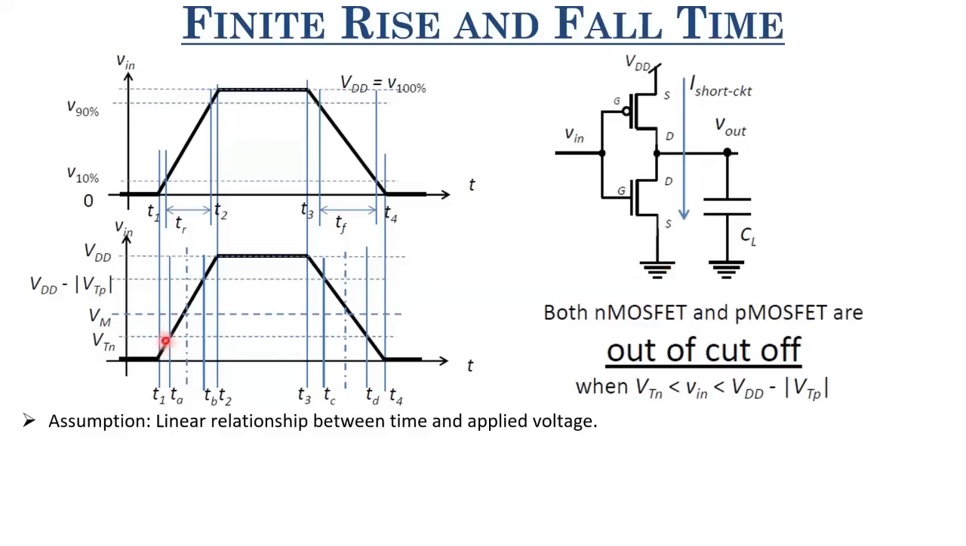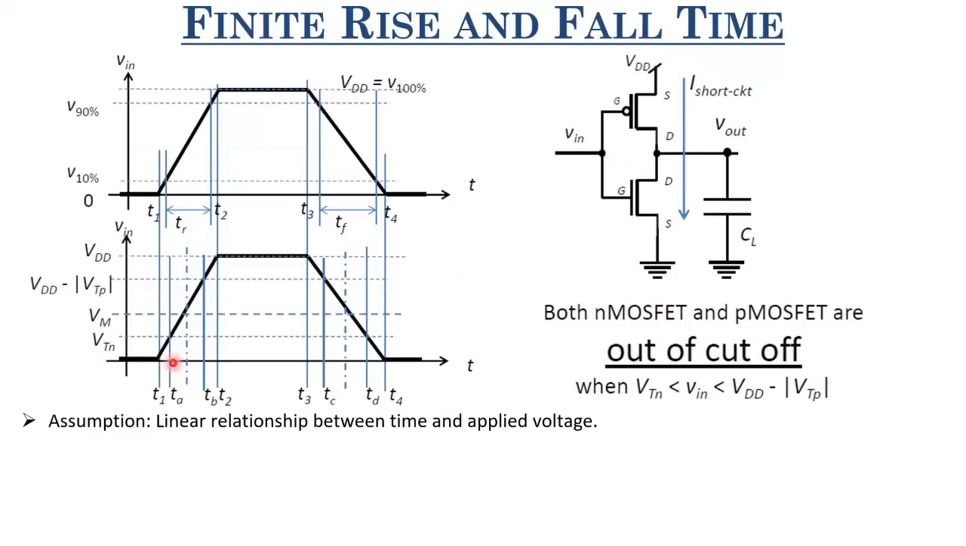However, just above VTN and just below VDD minus mod of VTHP, these currents are pretty small, because now these transistors are going into cutoff: here the NMOS is going into cutoff, here the PMOS is going into cutoff. So if you look at the current profile, the current is maximum close to VM, and it goes to 0 towards VTN or VDD minus mod of VTHP. And I'm talking about the current between VDD and the ground, when both of them are out of cutoff.